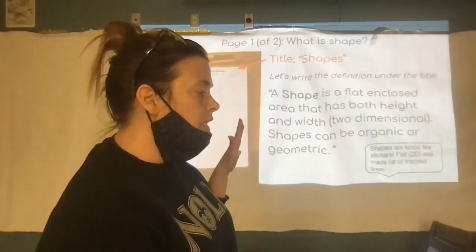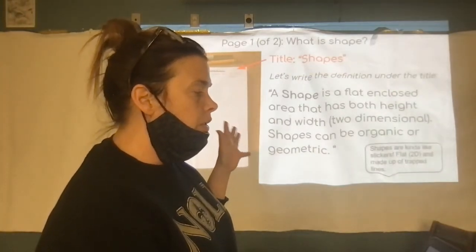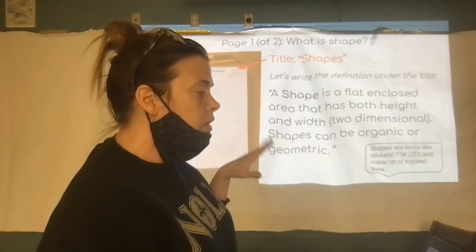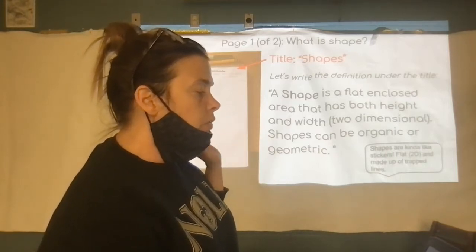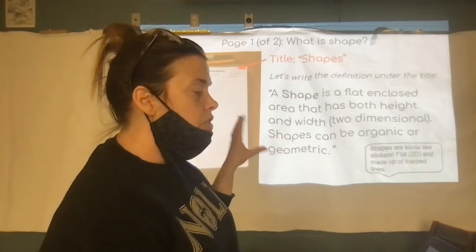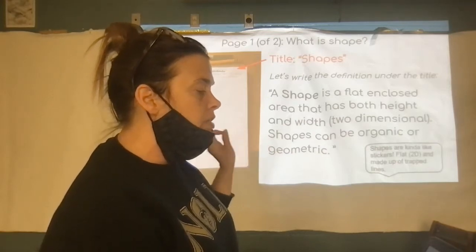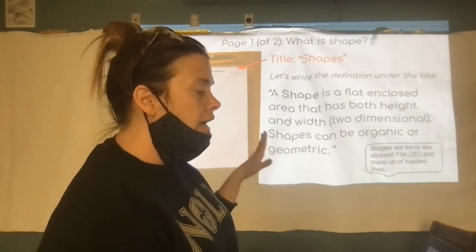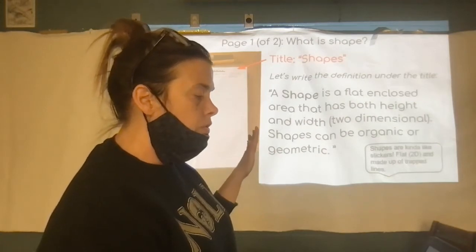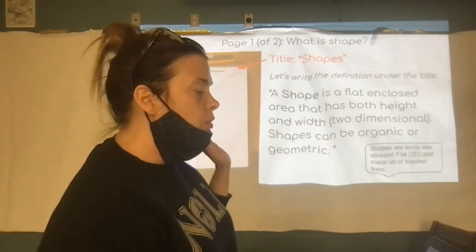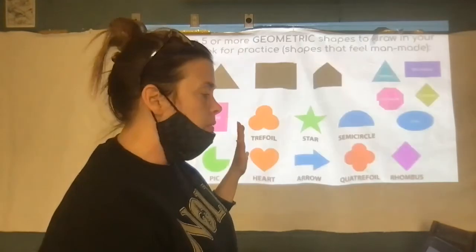You are going to write this down. So this is step-by-step what you're going to do. In your sketchbook, you're going to title it shapes, and you are going to write that definition down. A shape is a flat enclosed area that has both height and width. It's two-dimensional. Shapes can be organic or geometric. So you're going to write that down in your sketchbook.